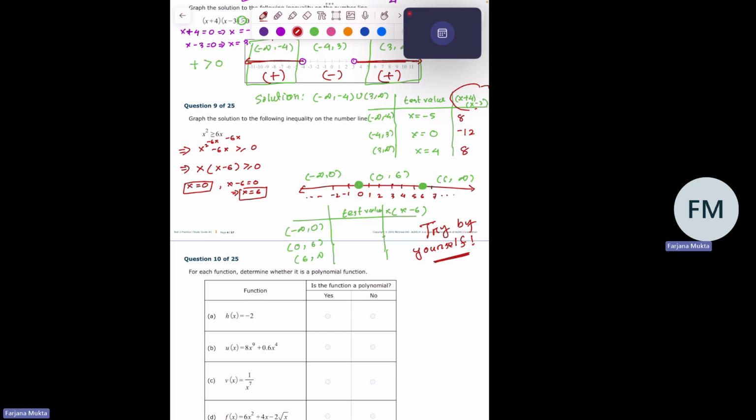If you do it correctly, the correct solution is going to be... you need to do this by yourself, okay? The correct solution is at the back, at the very end of this PDF, all right?